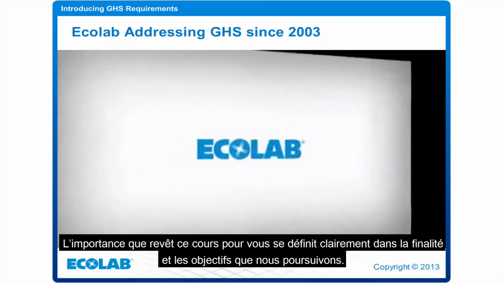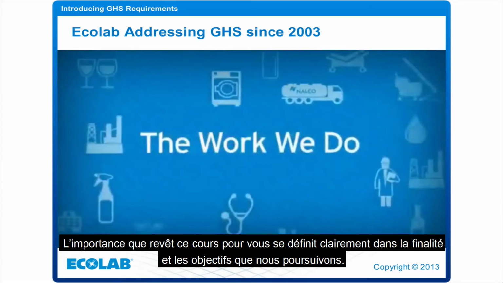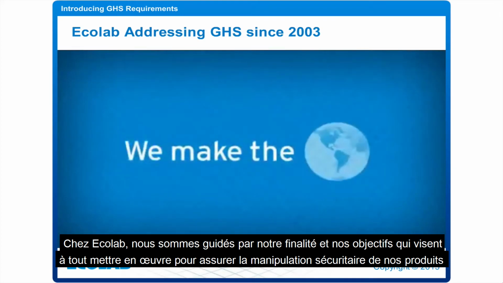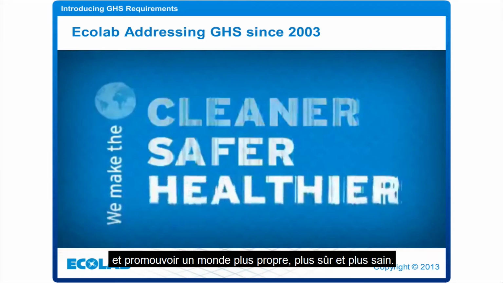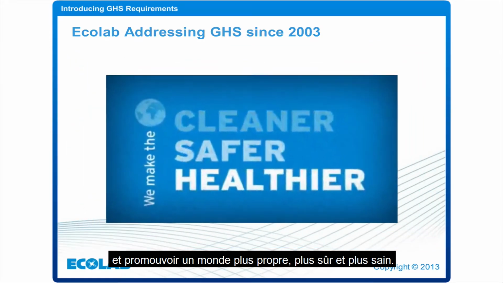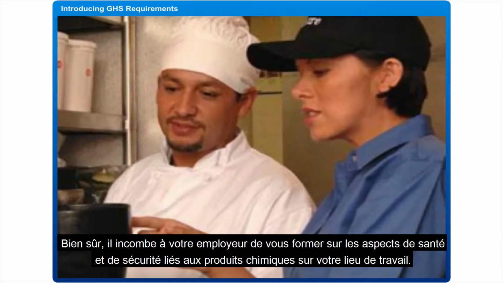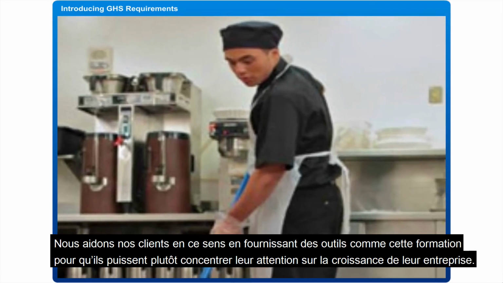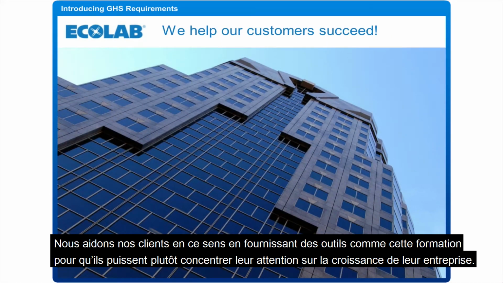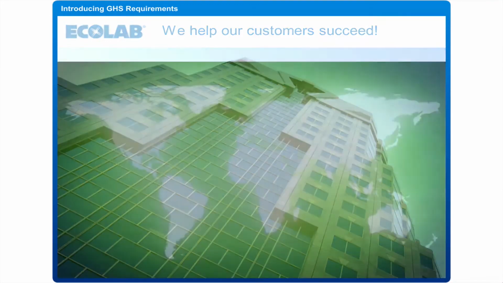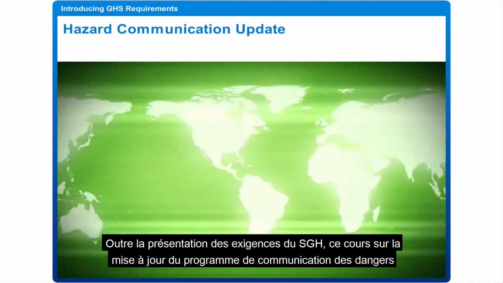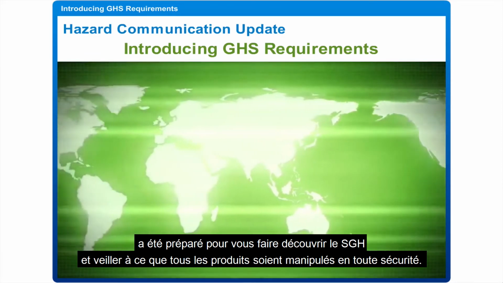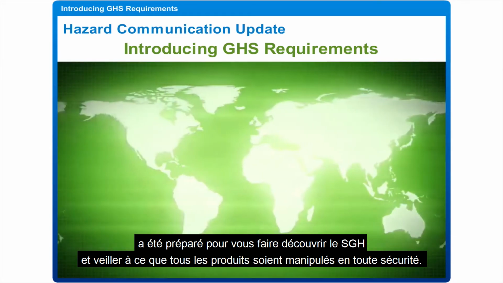Ecolab's reason for making this course available to you is clear in our purpose and goals. At Ecolab, our purpose and our goals guide us to do all that we can to ensure our products are handled safely and that our world is cleaner, safer, and healthier. While it is, of course, your employer's responsibility to train you on the specifics of chemical safety in your workplace, we help our customers succeed, providing tools like this training to free them up to grow their business. This Hazard Communication Update course, Introducing GHS Requirements, has been developed to introduce you to GHS and to help ensure all products are handled safely.